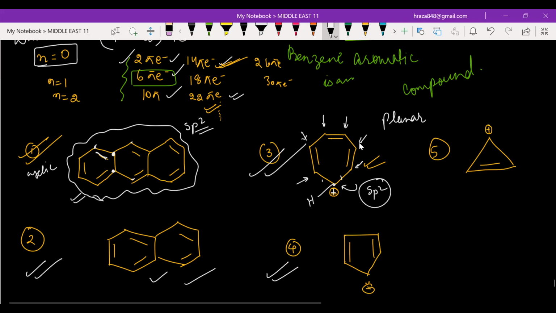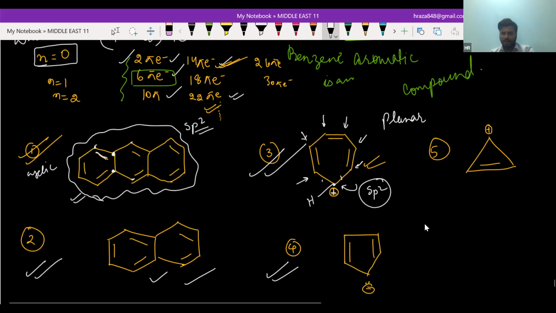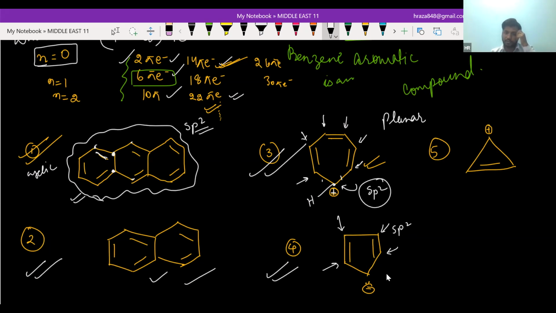Fourth is a very special kind. Since it is sp2, this will also be sp2 because the lone pair present here is a delocalized lone pair. That means it will take part in resonance, so it is also pi electrons. Since these 2 pi bonds have 4 pi electrons and this lone pair also takes part in resonance to make a pi bond, it is 2 more pi electrons, that means 6 pi electrons.